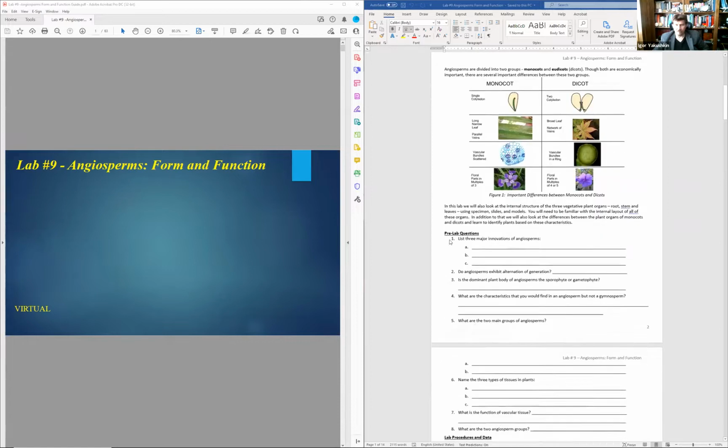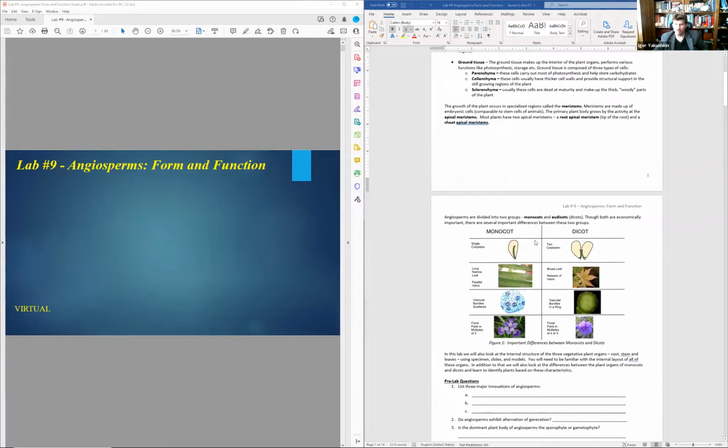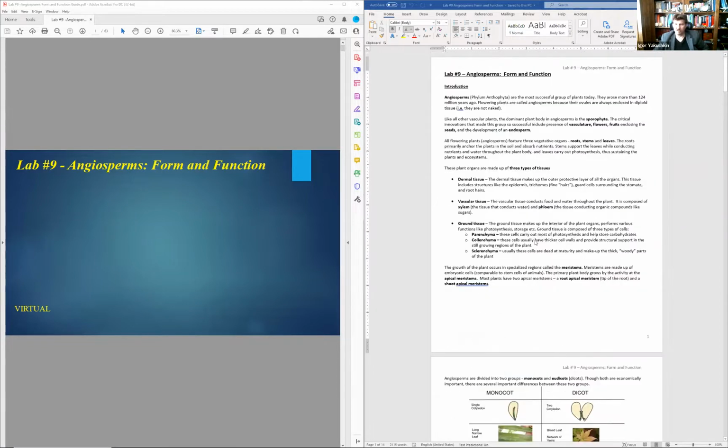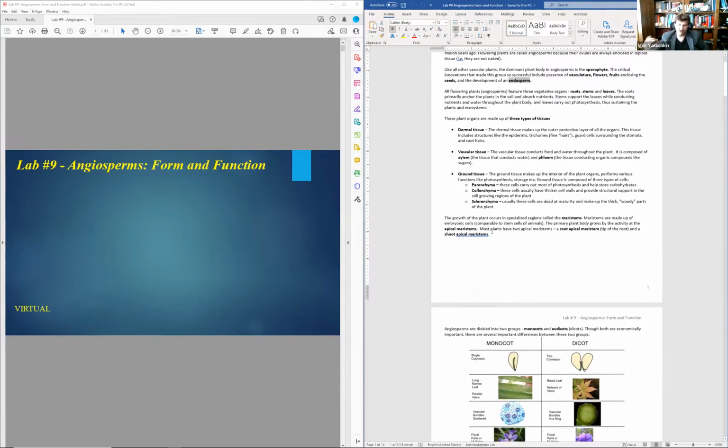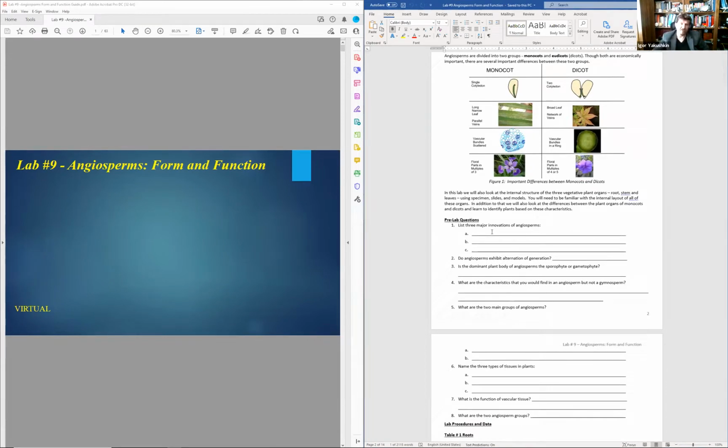So let's kind of go 3 major innovations of the angiosperms, right? Well, what would be the 3 major innovations of the angiosperms? Flowers, fruits, right? And also the food source, the endosperm for the embryo. So flowers to attract the pollinators, fruits to protect the seed, and then within the seed we have the extra food for the embryo, stored food for the embryo, so embryo can develop relatively fast.